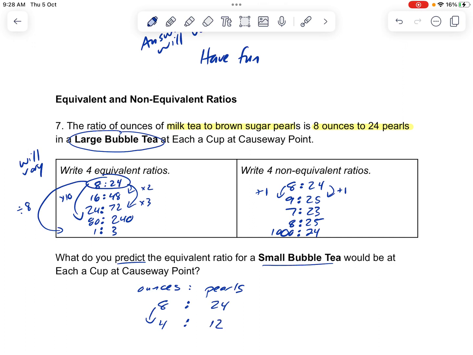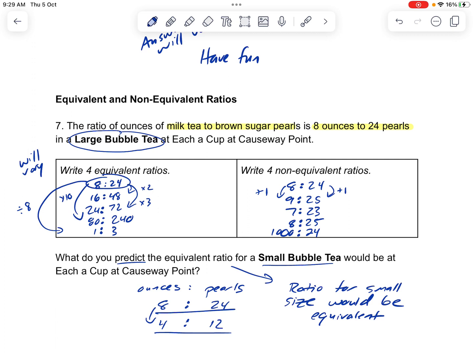So my prediction is that the ratio for the small size would be equivalent. Could be wrong. Maybe for the small ones they use more pearls, but I'm guessing that my prediction is it's probably going to be the same ratio, not the same numbers, okay? Like here, 8 and 24 and 4 and 12, those are different numbers, but the two ratios are equivalent, and that's my prediction.